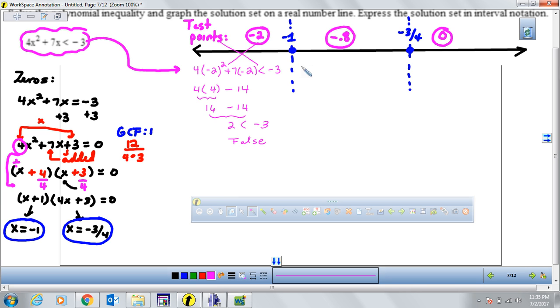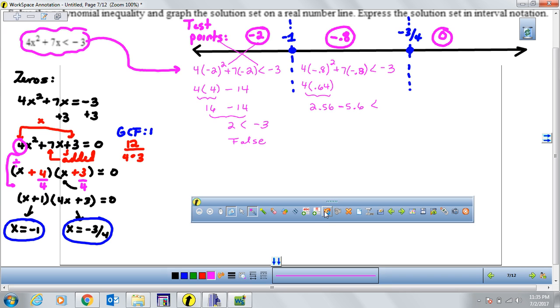Now, the one in the middle, 4 times x, which is negative, I'm just going to put negative 0.8 squared, plus 7 times x, which is negative 0.8, is less than negative 3. Now, negative 0.8 times negative 0.8 is 0.64. Then 0.64 times 4 is 2.56. Then 7 times negative 0.8 is going to be negative 5.6.